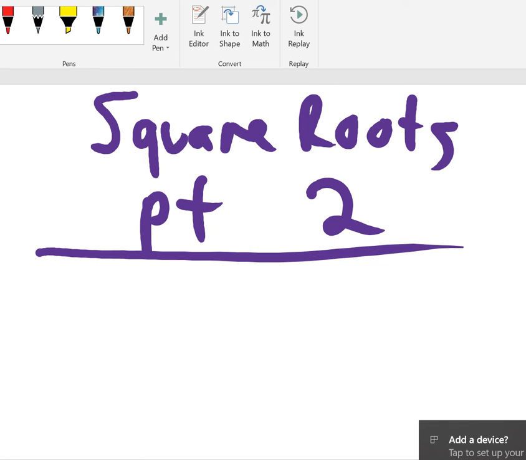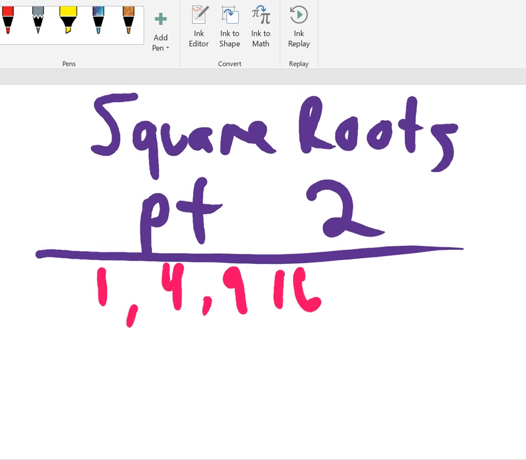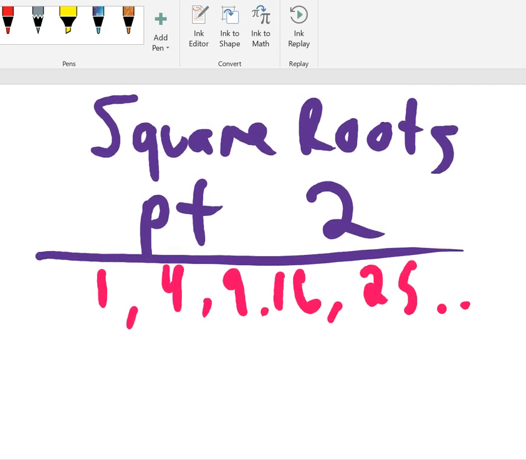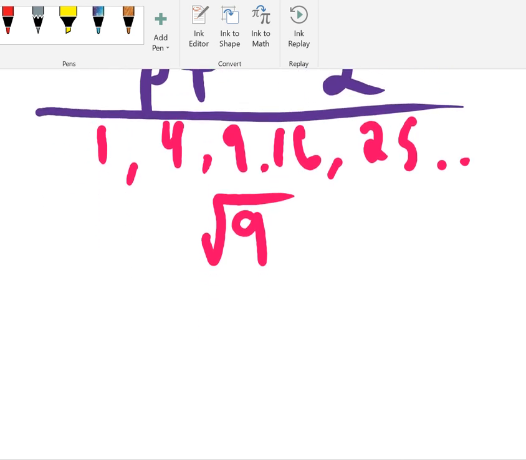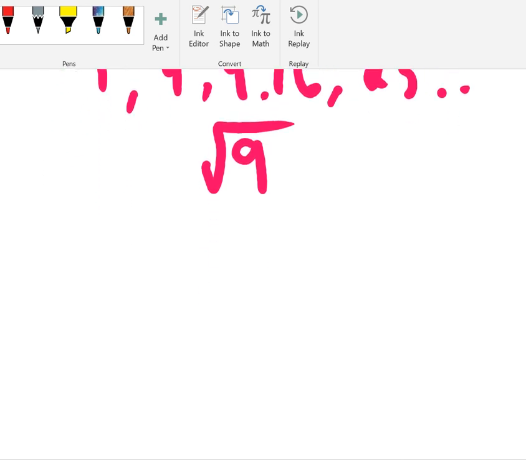You have 1 times 1 is 1, 2 times 2 is 4, next one would be 9, 16, 25, and then you keep going. Well, if I take the square root of those numbers, let's just take 9 for instance. When I take the square root of 9, and guys, square root is a noun. It's not a verb. You don't square root something. You take the square root of 9. You don't square root it. I take the square root of 9, I'm going to be left with 3, because 3 squared is 9. It's saying which number squared gives you that number underneath there.